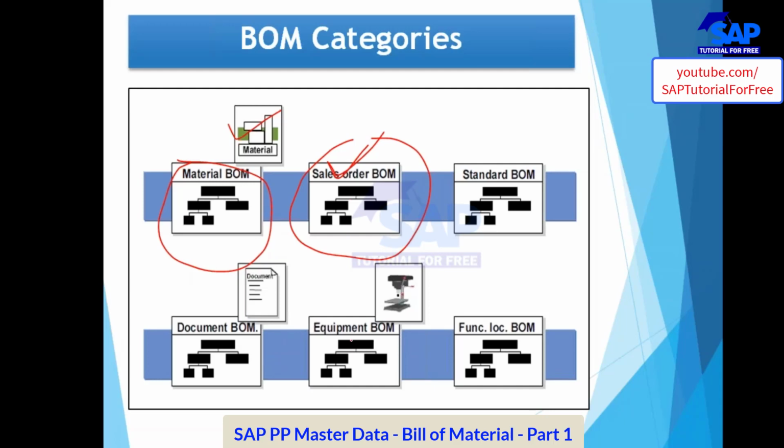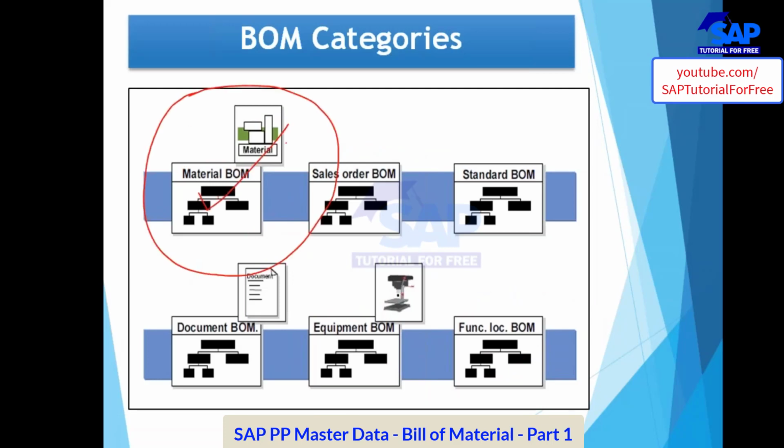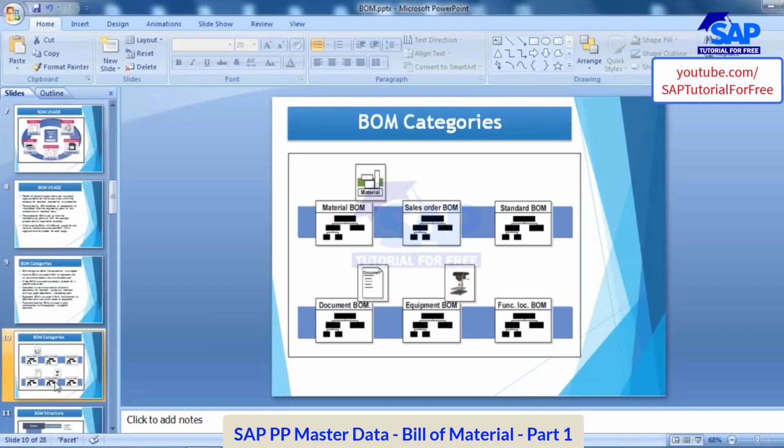In plant maintenance, you create a BOM for equipment, not for material, so it is called equipment BOM. At the same time, you can create a functional location BOM also. These two are used in plant maintenance. Like this, different BOM categories are used in different areas and applications. But for PP, we will be concentrating only on material. The other BOM categories are used in other modules, so we will not be concentrating on those at this moment. So these are the BOM categories.